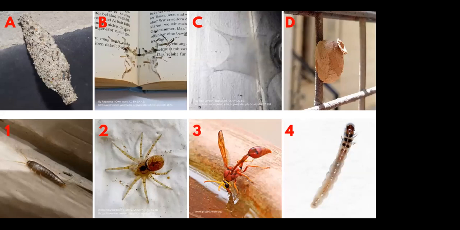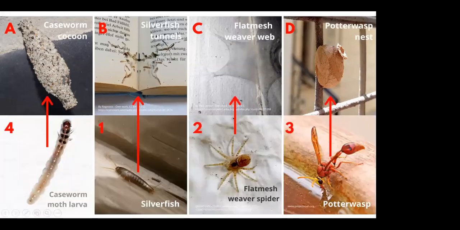Okay, 30 seconds are up. Let's see what the answers are. So here we have the matching. As you can see, the answers are 4 to A, 1 to B, 2 to C, and 3 to D. So a little bit about all these different homes and who makes them.